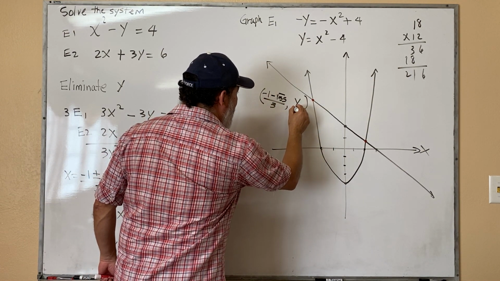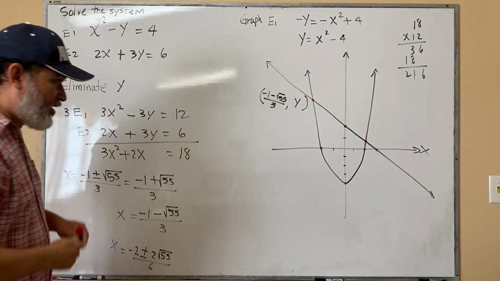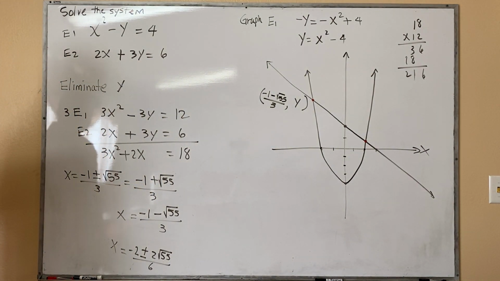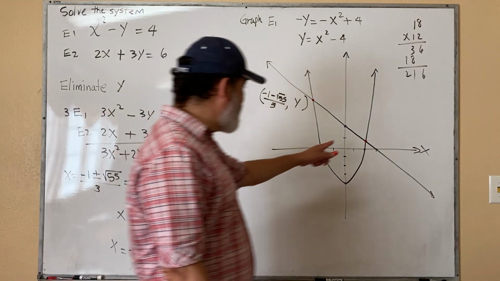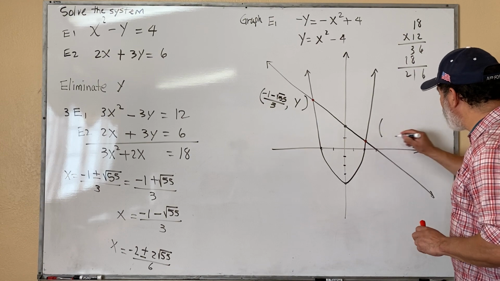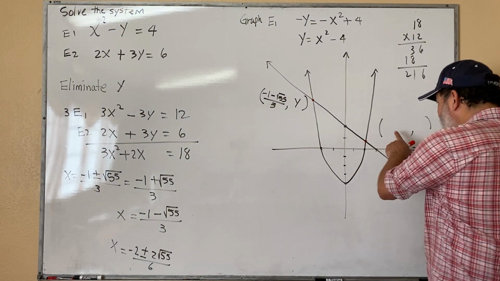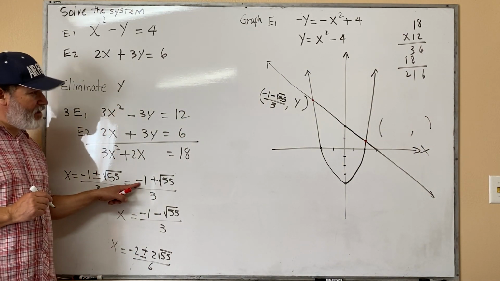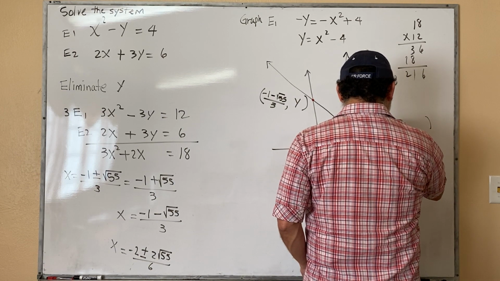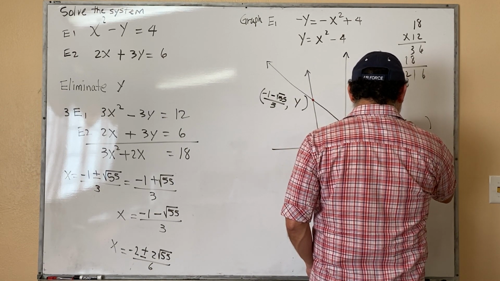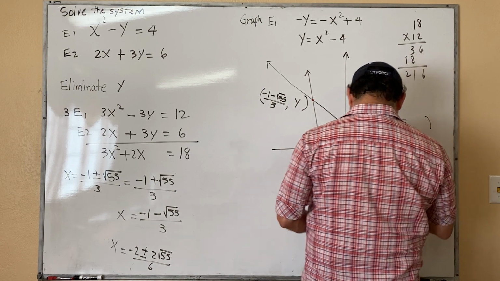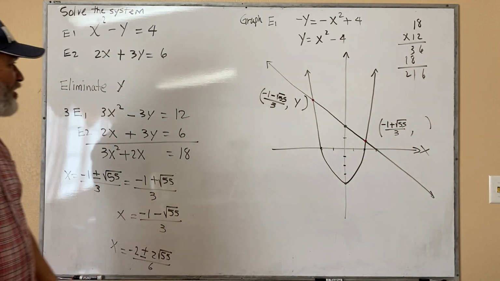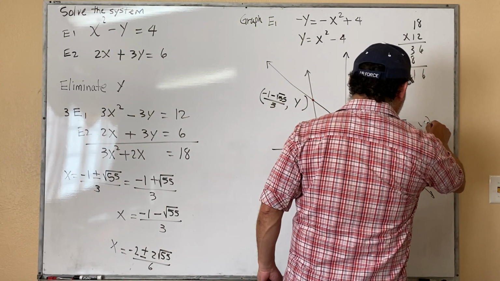All we need to do is find y. What is y? Very good. How about this one? That's the other case. This one here is going to be the positive case. Negative 1 plus the square root of 55 all over 3. And our job now is to find the y values.